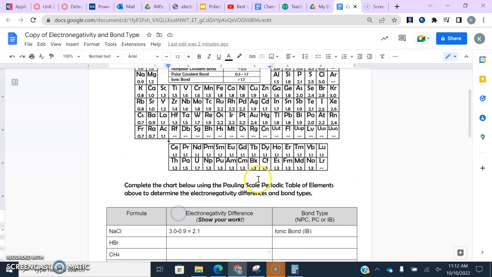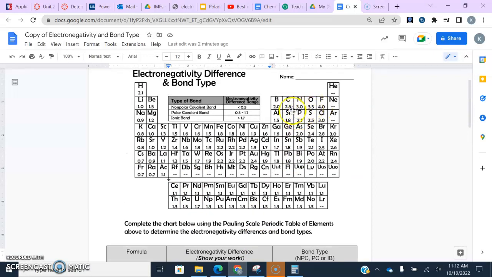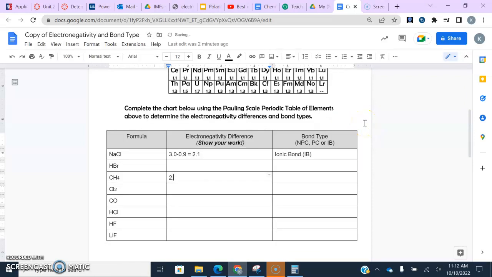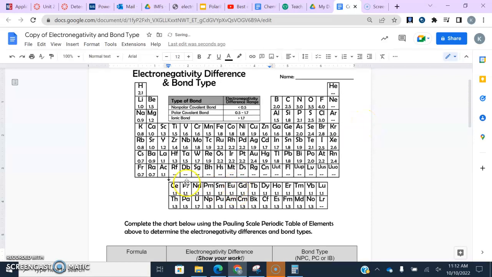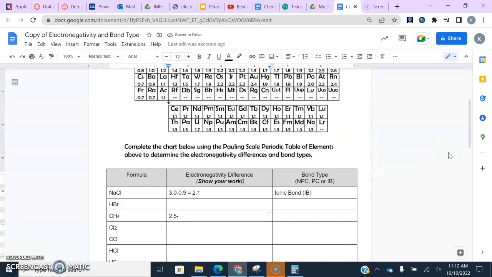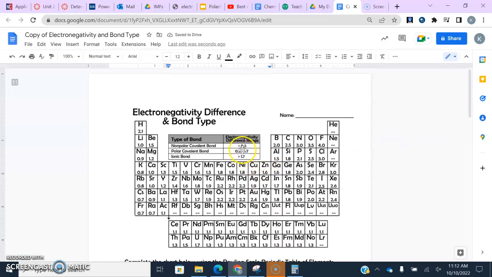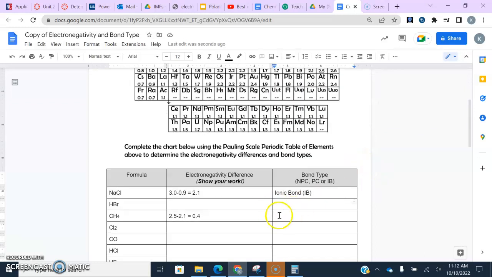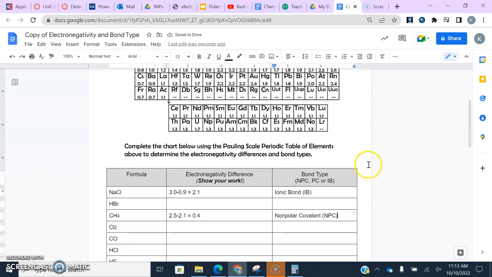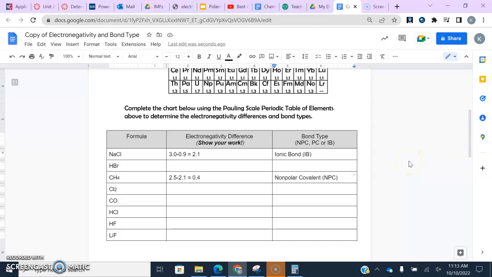So carbon is the higher electronegativity, which is 2.5. So we'll do 2.5 minus 2.1. And that just equals 0.4. 0.4 is less than 0.5, so this is going to be a nonpolar covalent. Or if you don't have time to type it all out, again, you can use those abbreviations I have here for you. All right, so those are your 2 examples.